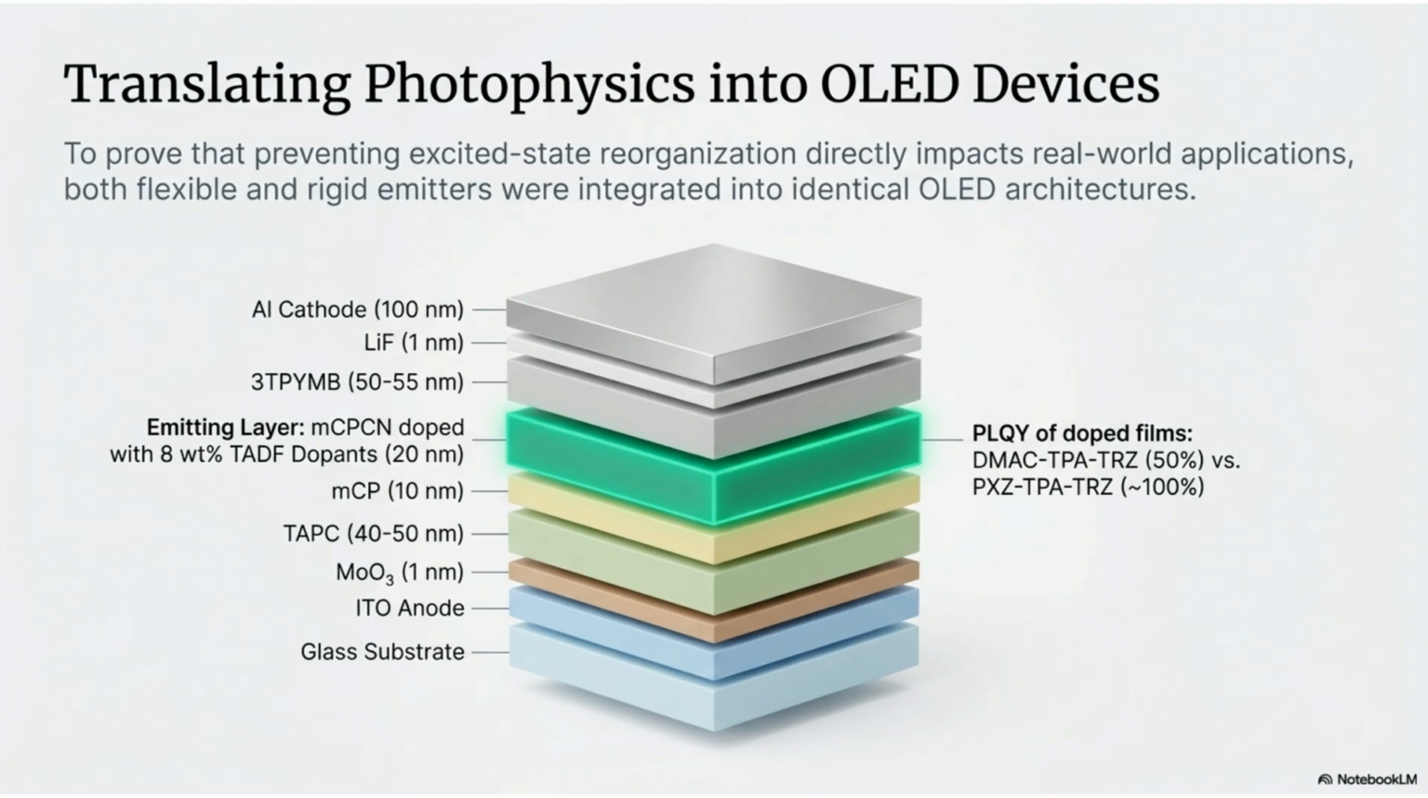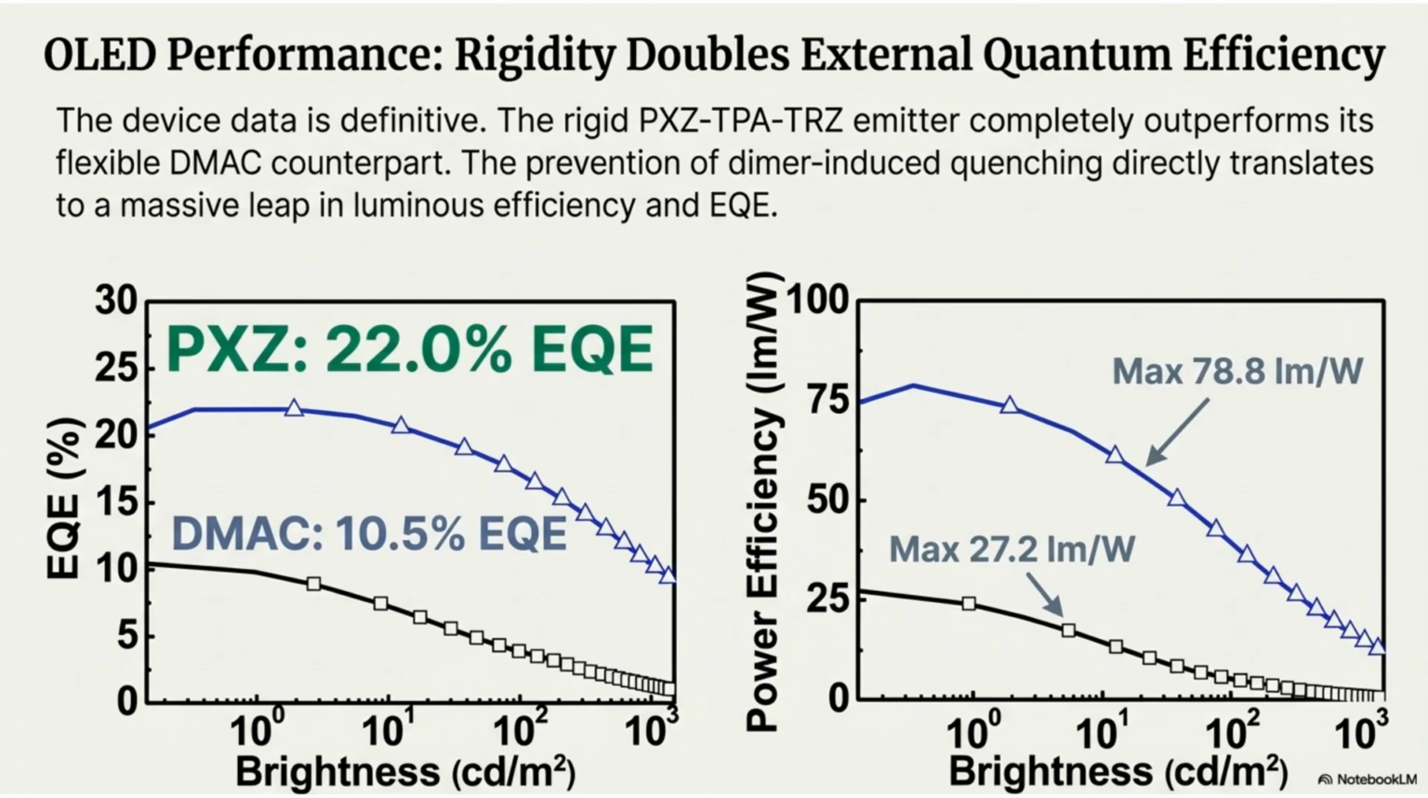To confirm that preventing excited state reorganization impacts real-world applications, both flexible and rigid emitters were integrated into identical OLED architectures. The rigid PXZ-TPA-TRZ emitter significantly outperforms its flexible DMAC counterpart. Preventing dimer-induced quenching translates to a massive leap in luminous efficiency and EQE. PXZ achieves 22.0% EQE compared to DMAC's 10.5% EQE.